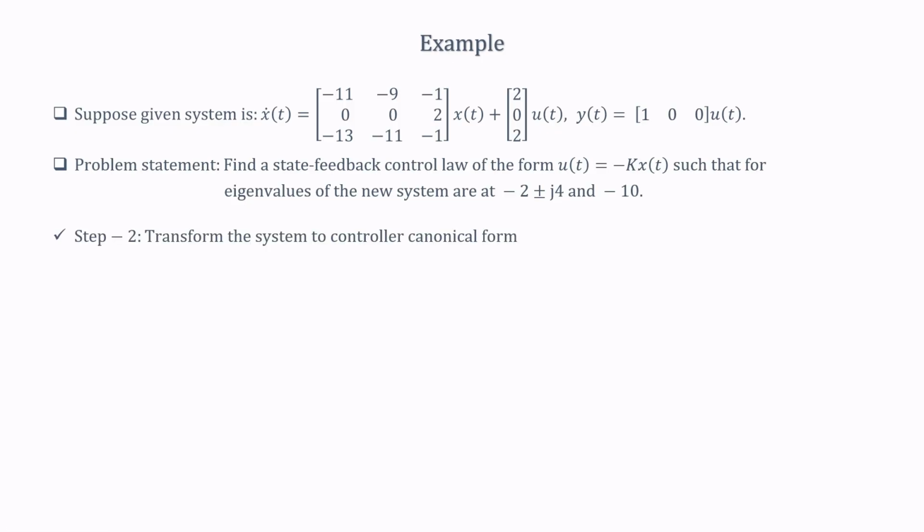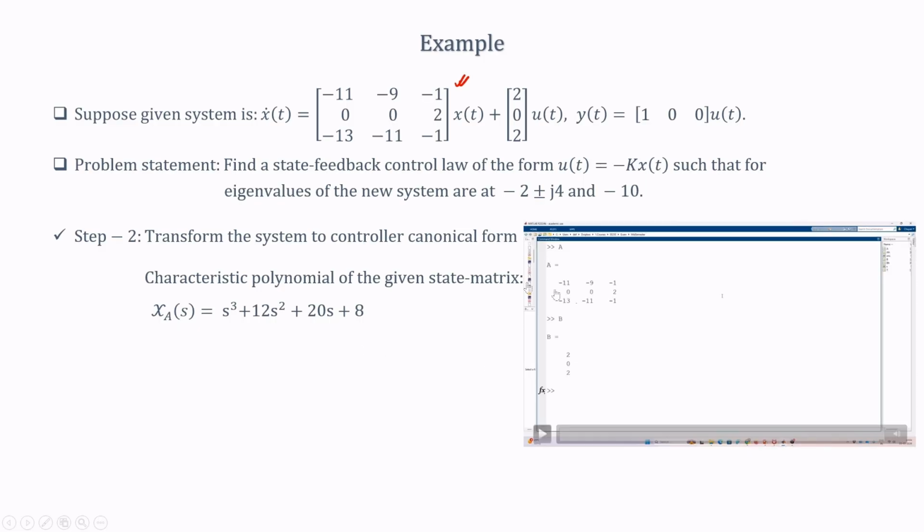So, next we will transform this system to the controller canonical form. To transform this system to the controller canonical form, I need the P matrix. So, to form the P matrix, I need the characteristic polynomial of this matrix, and the characteristic polynomial of this matrix will come out to be this. Okay. You can check this in MATLAB also. You write down the A matrix in this case this way, you can find out the characteristic polynomial in this way.